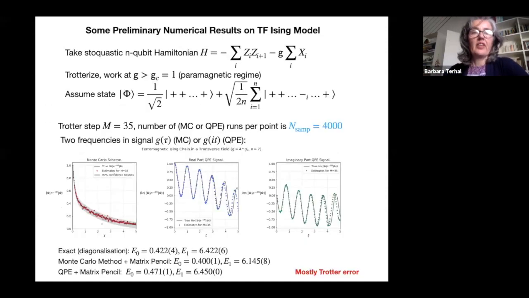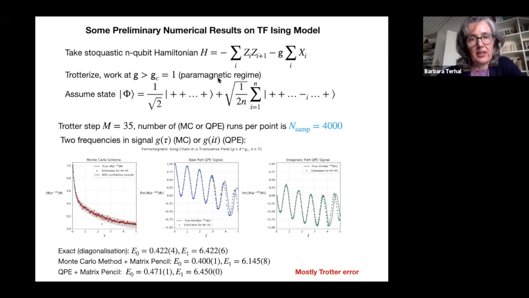Okay. Now I want to just finish up with what we've done. Maarten Stroeks, who was on the previous slide, has started to implement something like that on a trial model, the transverse field Ising model. So it's stochastic.